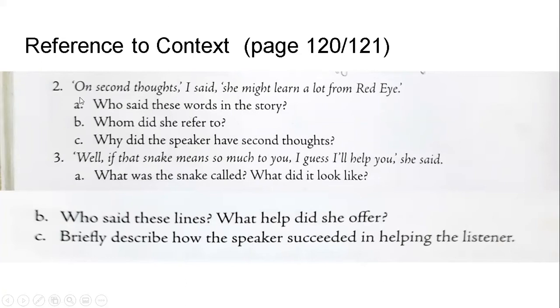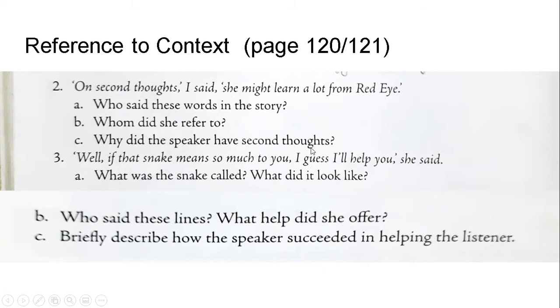Now, in question 2, this is the part of the text that is given to you. This one line. So let's read it carefully together. "On second thoughts, I said, she might learn a lot from Red Eye." Now, only refer to this particular line. A. Who said these words in the story? Who is I? B. Whom did she refer to? Who was she talking about when she said she?